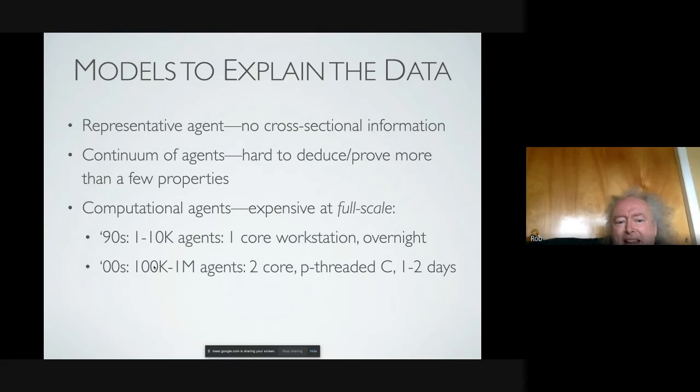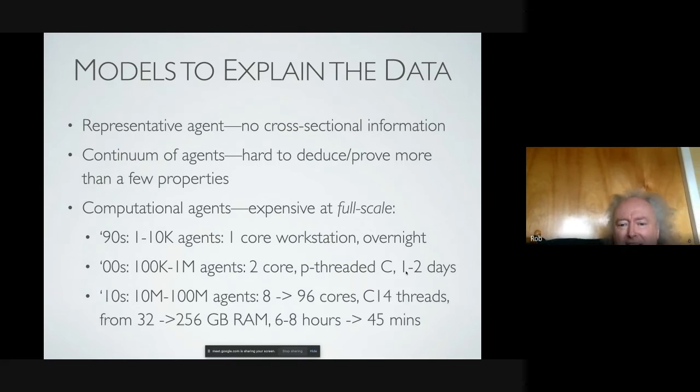But in the first decade of this century, we got up to 1 million agents running on a 2-core workstation. It still took a couple of days to equilibrate the thing with hand-coded C code. And then I'm going to show you the results today from a model with 100 million agents, actually 120 million agents, full scale.